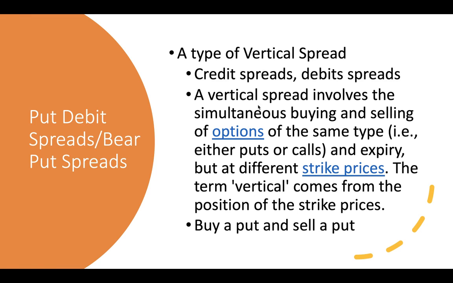But anyway, let's go over the formal definition of a vertical spread. A vertical spread involves the simultaneous buying and selling of options of the same type, i.e. either puts or calls. Today we're talking about only puts. The expiry is the same, but we have different strike prices. The term vertical comes from the position of the strike prices, and if you saw in the example, the $435 put is above the $430 put.